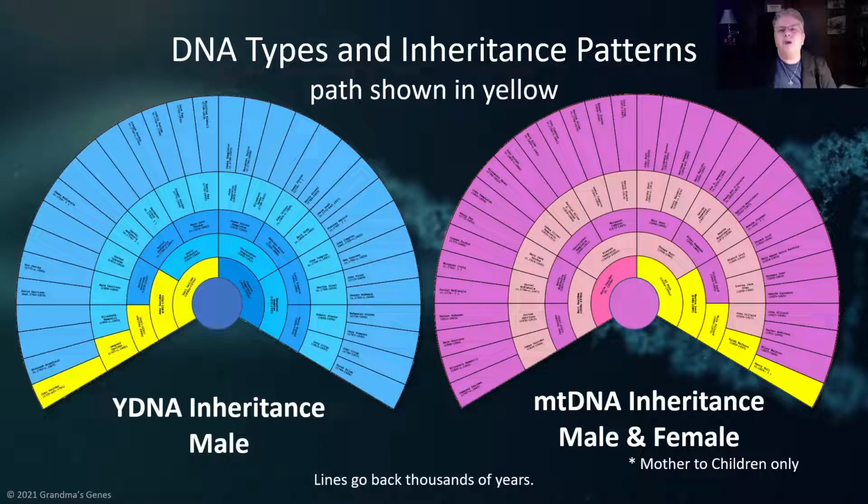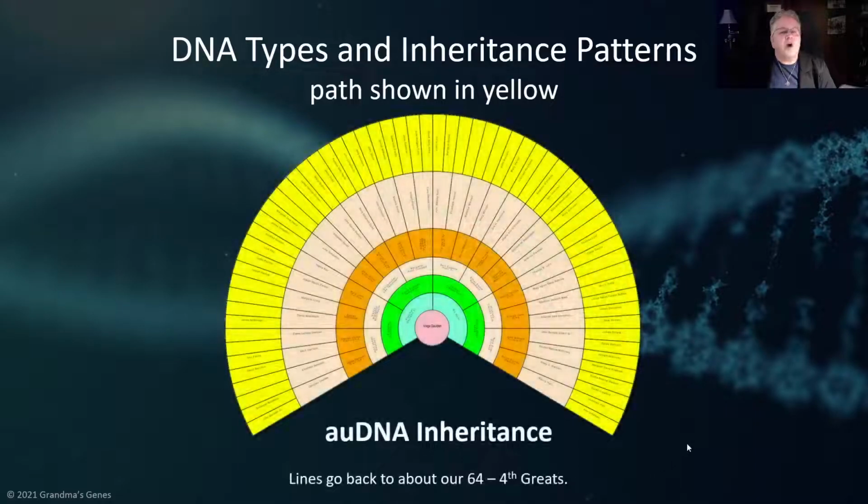Even though my brother has the same mitochondrial DNA as I have, his daughter would not have inherited his mitochondrial DNA. She would have inherited it from her mother. So only the mothers can pass it down, and those lines go back for thousands of years. For autosomal DNA, it goes back to about our 64th great-grandparents, and those are the yellow highlighted people in this fan chart. Sometimes it can go a bit further back, and sometimes it doesn't go back as far. So it's about to our 64th great-grandparents. That's the inheritance.